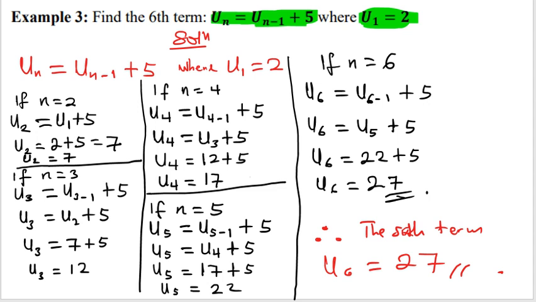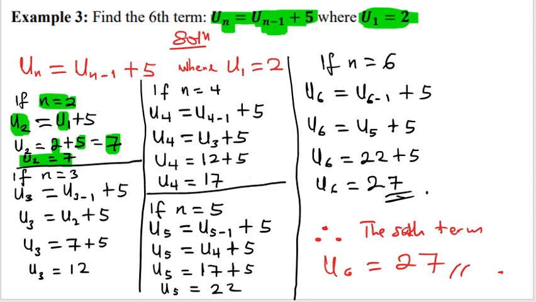So we'll start by finding n is equal to 2. If n is equal to 2, then it means we are finding u2. So u2 is equal to u1 plus 5. Why is it u1? Remember that the form here is n minus 1. So if I substitute 2 here, I also put 2 here, and 2 minus 1 becomes what? 1. So u1 plus 5. But what is u1? u1 is 2. So put 2 here. So 2 plus 5, then we get 7. Therefore, my u2 is 7.